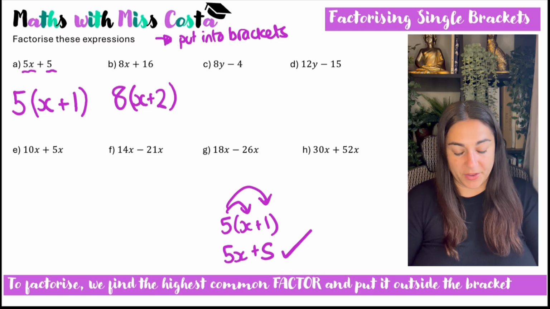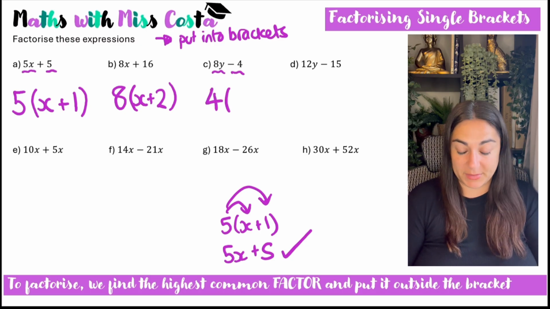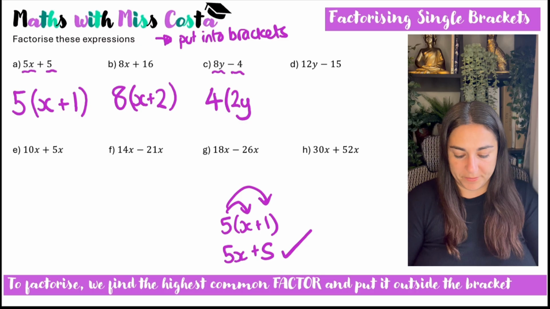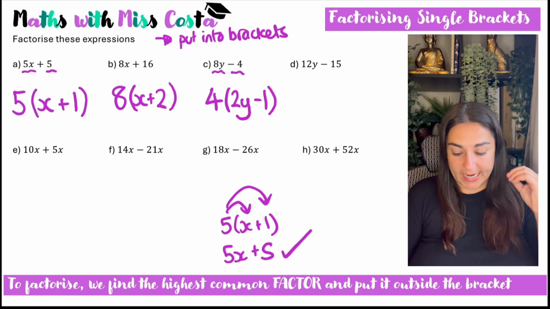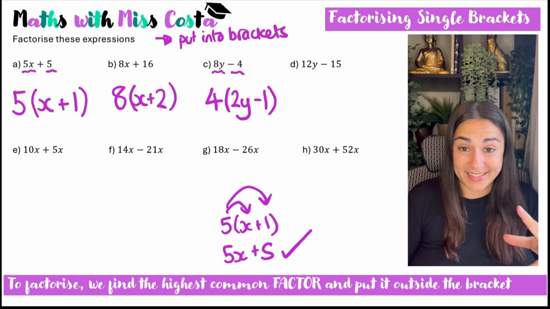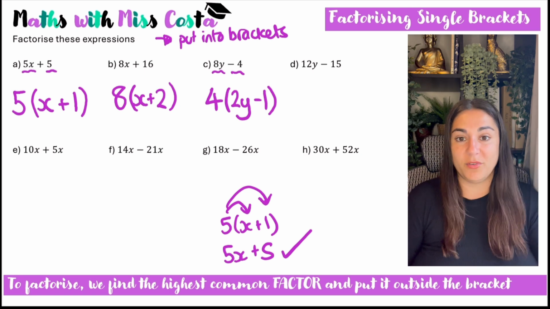Let's try again. So the highest common factor of 8y and minus 4 would be 4. And 4 times what gives me 8y? That would be 2y. And then 4 times minus 1 gives me minus 4. So they're getting a little bit trickier, and if you're not feeling comfortable with factors, then let me know and I can make a quick video about factors and how to find the highest common factor.